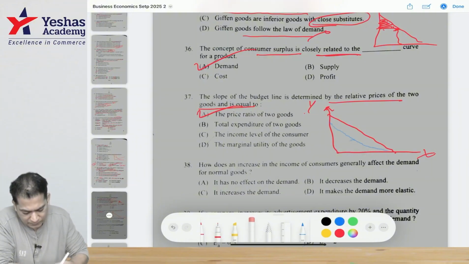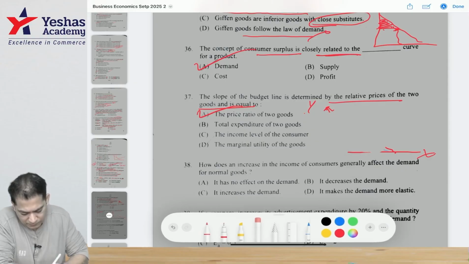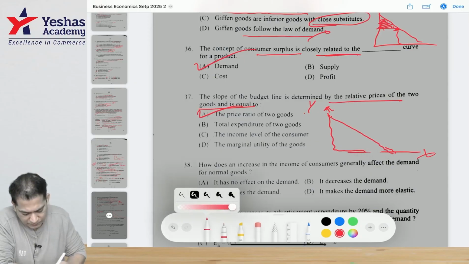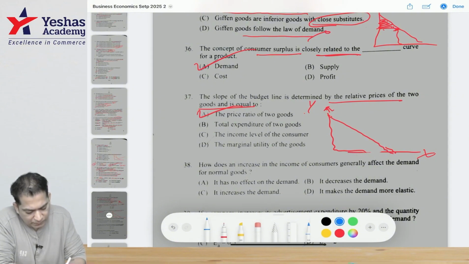Consumption of X will remain the same. So in this case, if suppose the price of Y increases, then consumption of Y will decrease, but consumption of X remains the same. And if the price of X decreases, then what will happen? Consumption of Y will remain the same, but consumption of X will increase. So it depends on the price of both X and Y.